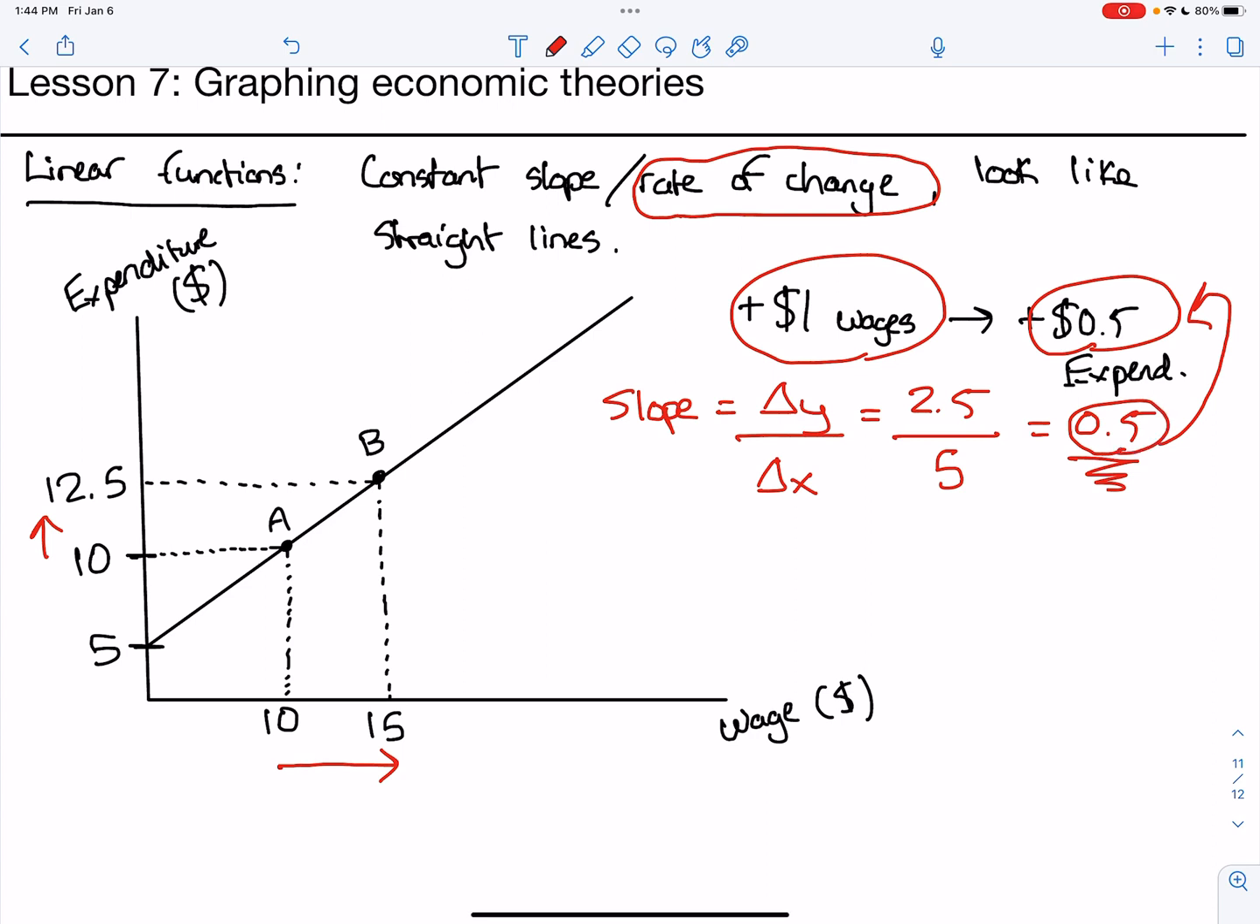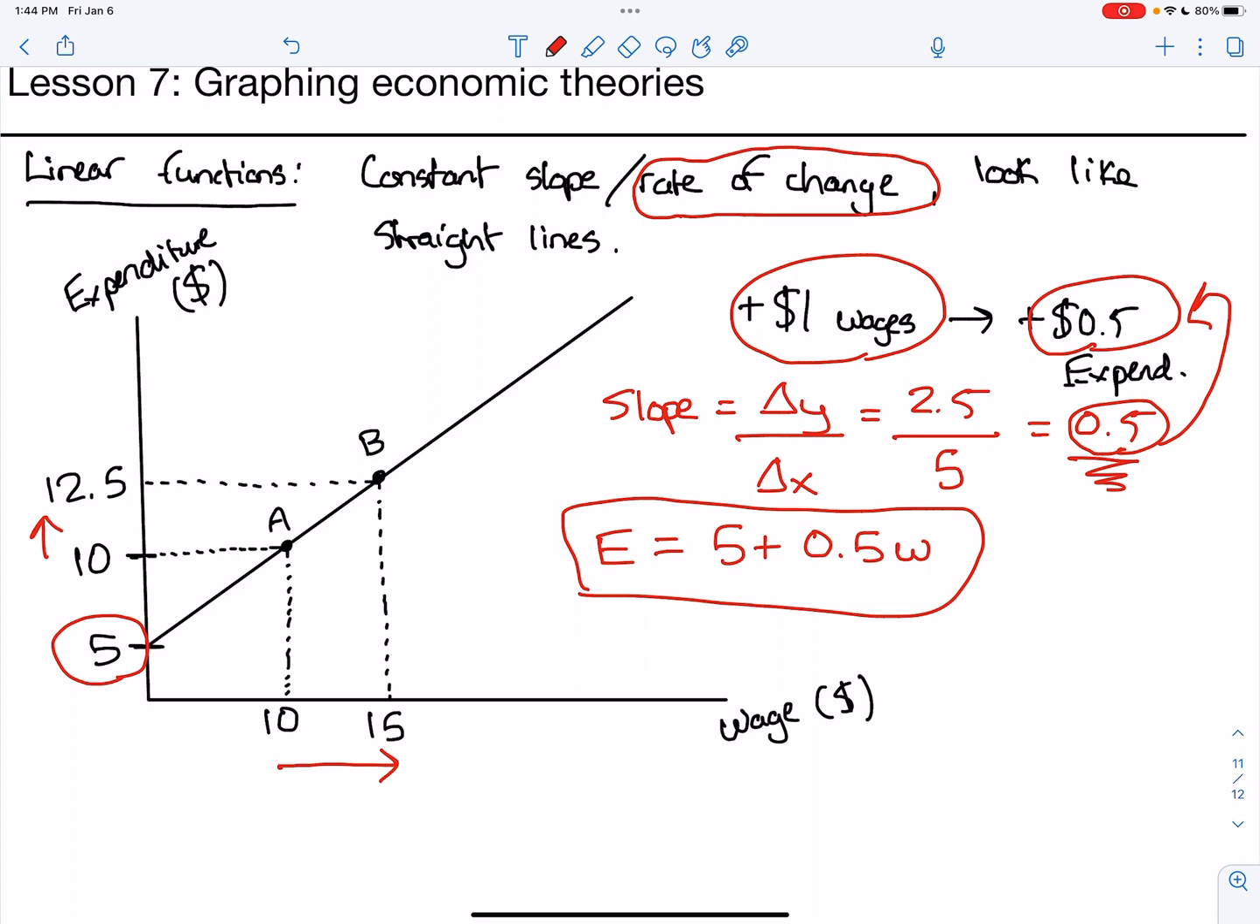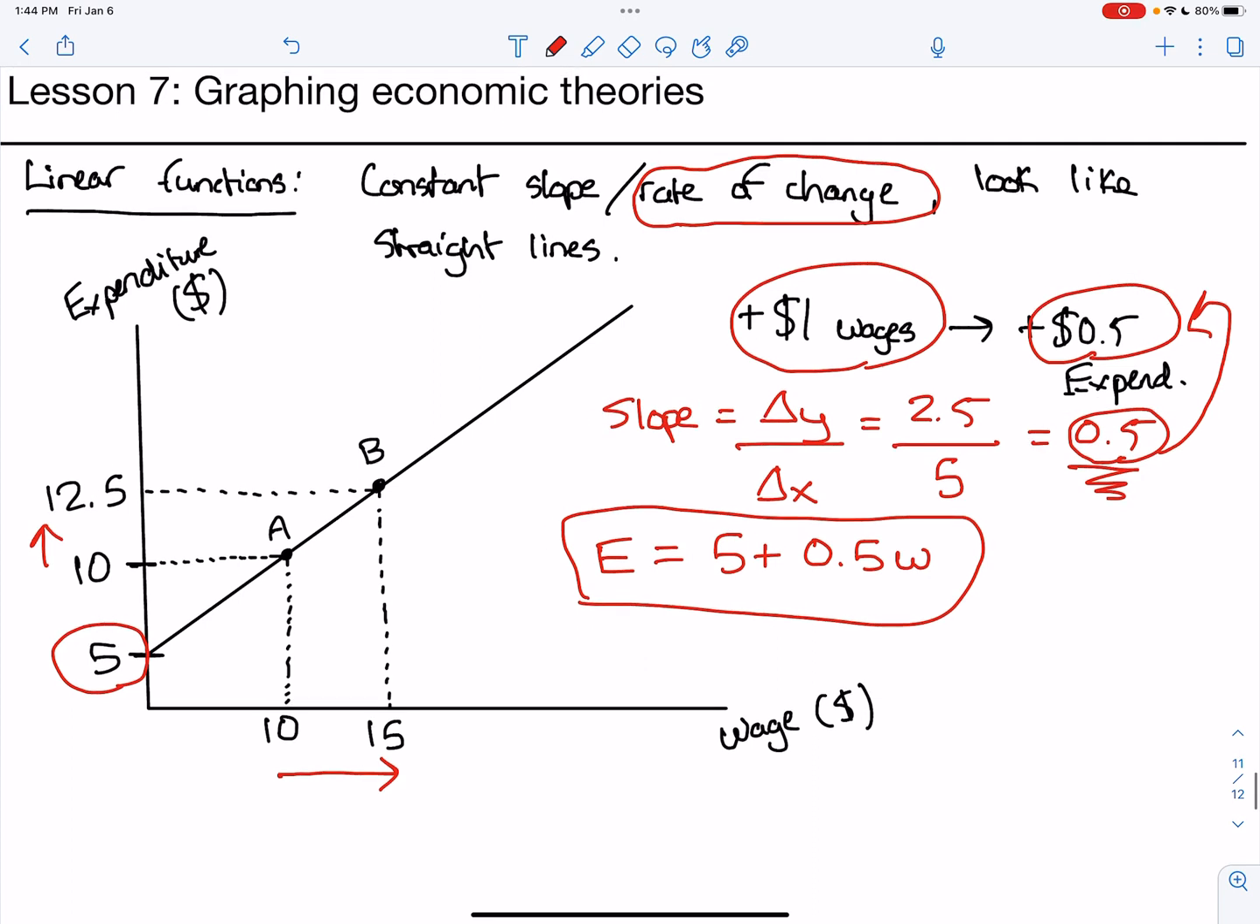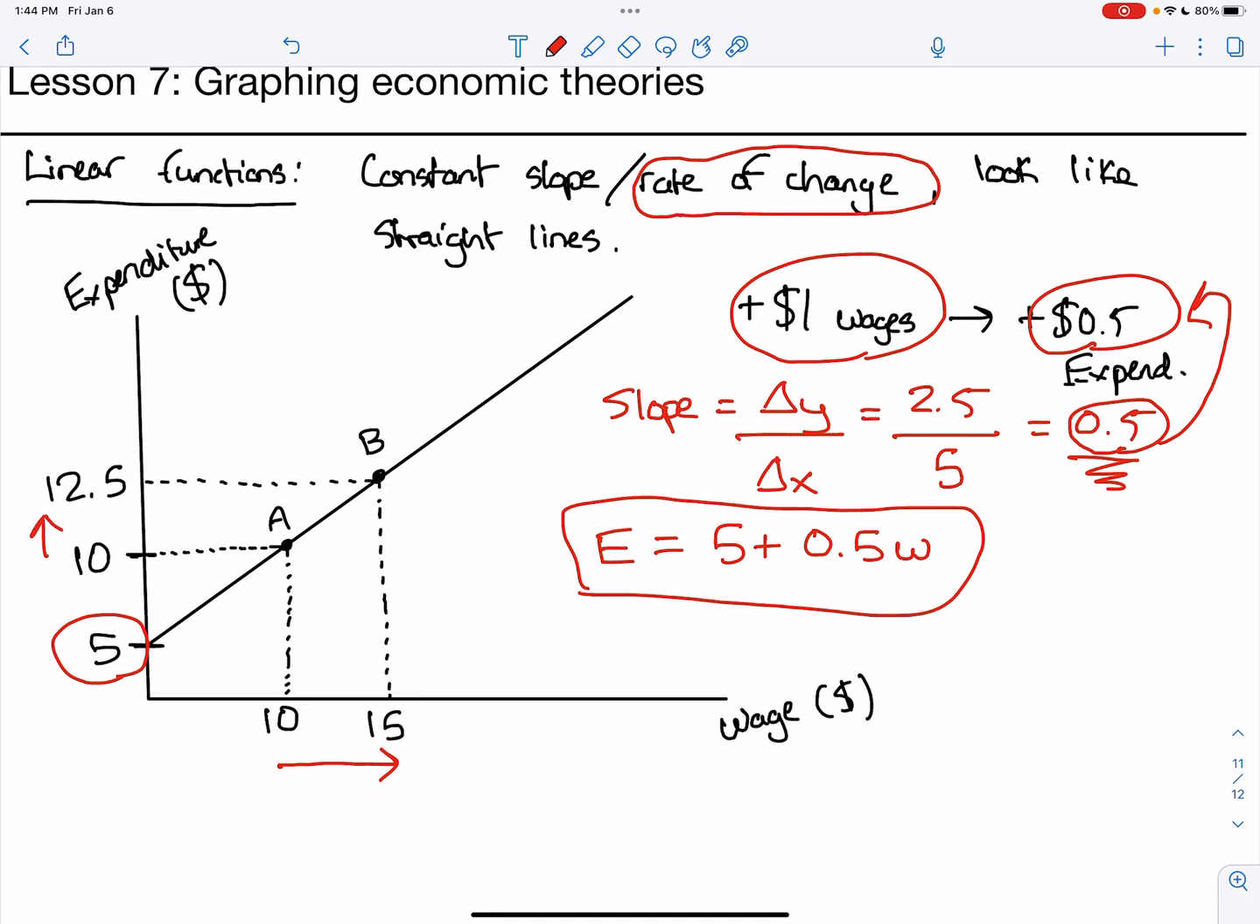So what is the equation of this line? Expenditure, which I'll denote by E, is equal to the y-intercept, so that's 5, plus 0.5 W, or wage. So this is the equation for this line. Now, how do we interpret this equation? We want expenditure to be equal to 5 when wage is 0. That's what the y-intercept is. When wage is 0, expenditure is still 5. If we make our wage variable equal to 0, 0.5 times 0 is 0, plus 5 is just 5. So that's exactly what we want.